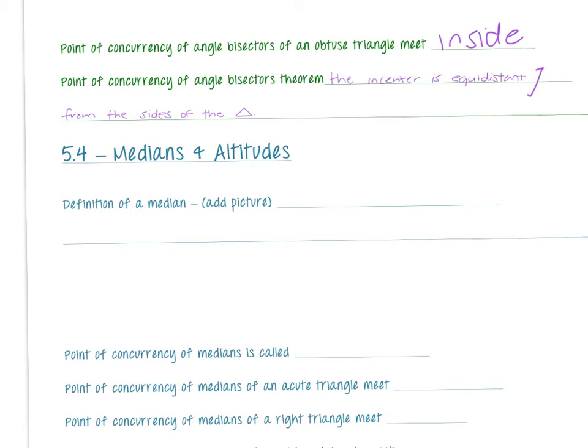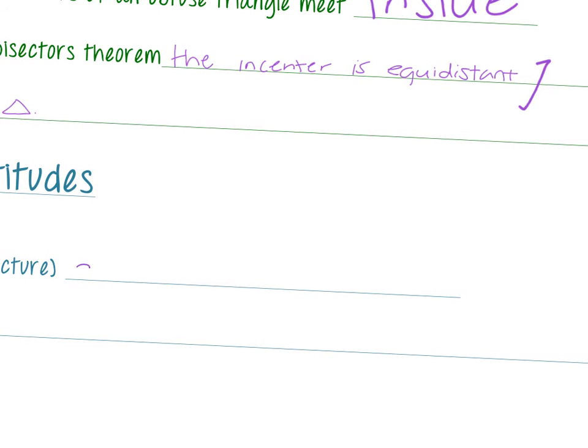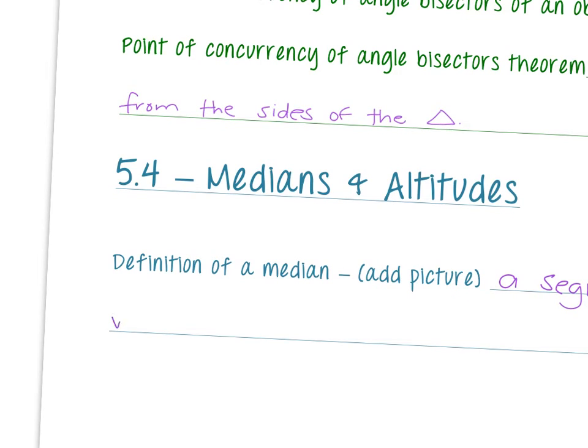All right, so 5.4, medians and altitudes, the last two special kinds of segments. Definition of a median. This was not on your quiz, this has been since your quiz. What's the definition of a median? Good, a segment connecting a vertex to the midpoint of the opposite side.